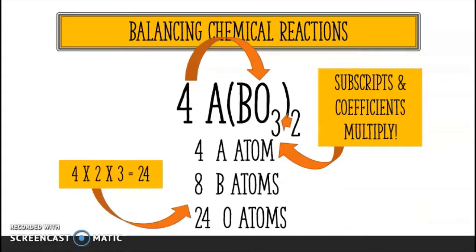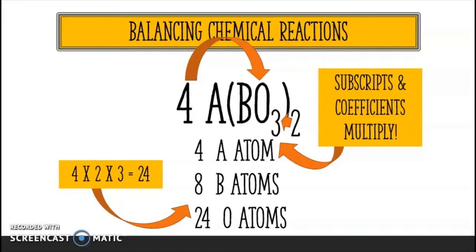Well, what about the oxygen? The oxygen was a little bit more complicated. Now, don't forget that the oxygen already had a subscript 3. The 2 subscript outside the parentheses distributed to the oxygen, and the coefficient 4 also distributed to the oxygen. That gives us 4 times 2 times 3. That's 24 oxygen atoms.